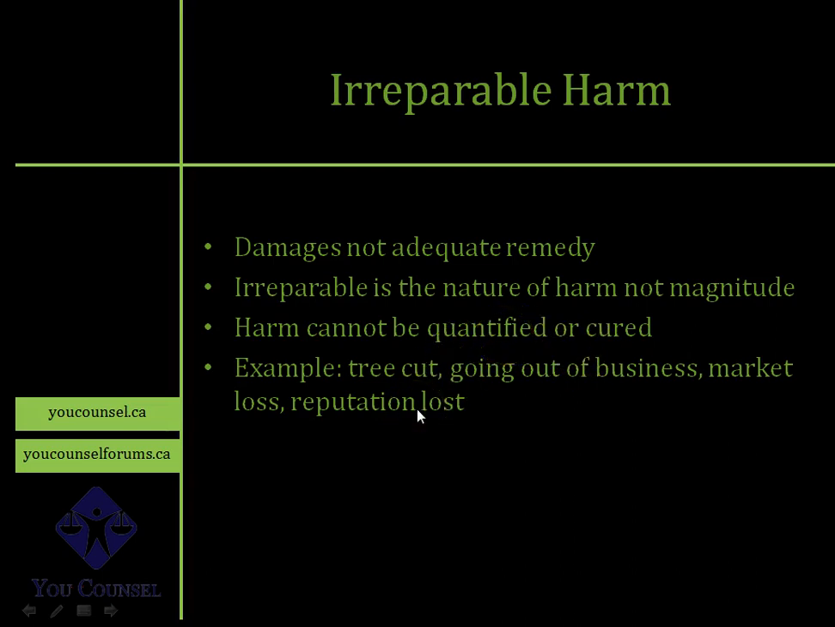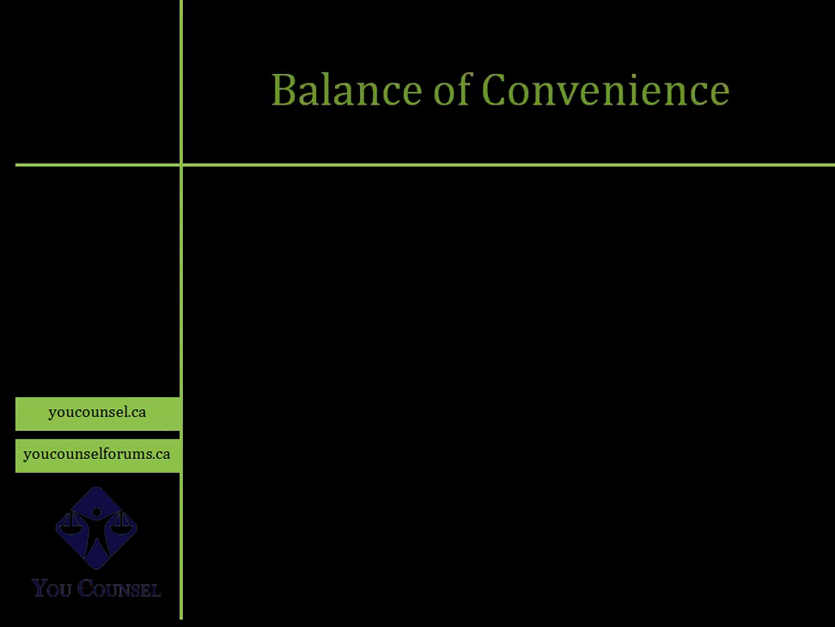If you believe that your reputation is going to get lost because of what the defendant is doing or going to do, then that cannot be quantified, and so that could be a situation where the injunction would be an appropriate remedy. So irreparable harm is essentially the most important step in the court deciding whether you should get an injunction or not. Now, the third part is balance of convenience, and in terms of its application, it's pretty straightforward.